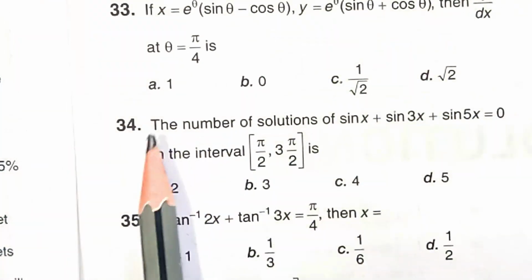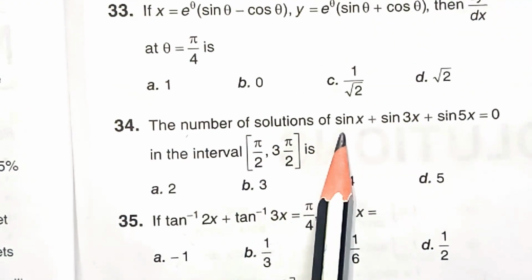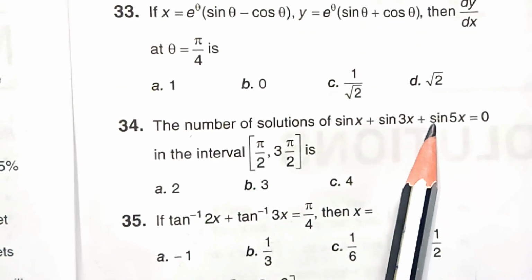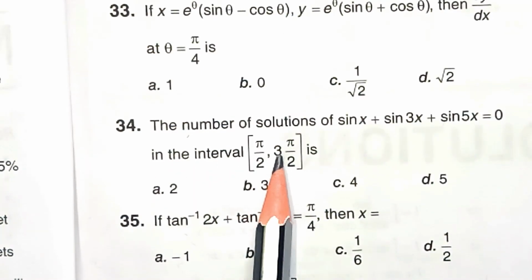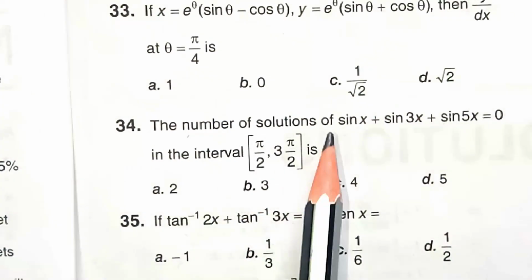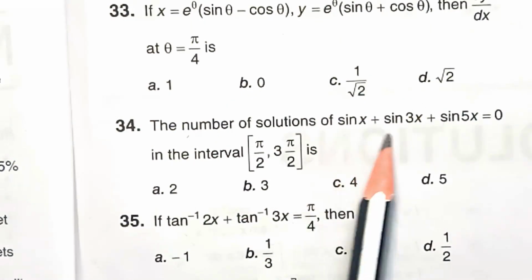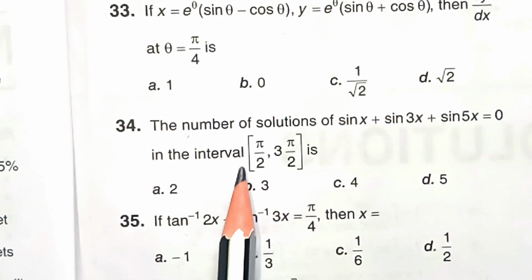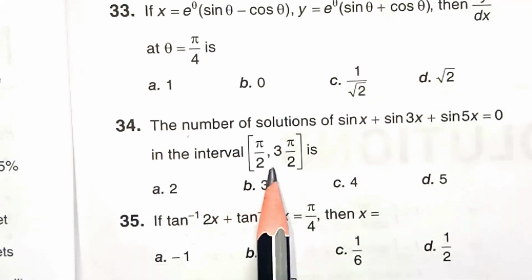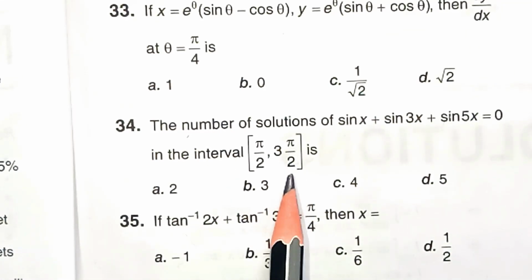Here in my example number 34, the question is: the number of solutions of sin x plus sin 3x plus sin 5x equal to 0 in the interval pi by 2 comma 3 pi by 2 is. So we have to find out how many solutions exist for our trigonometric function, and there is one more condition: the interval is specified. What is the interval? Pi by 2 comma 3 pi by 2. So the solution needs to lie inside that interval.